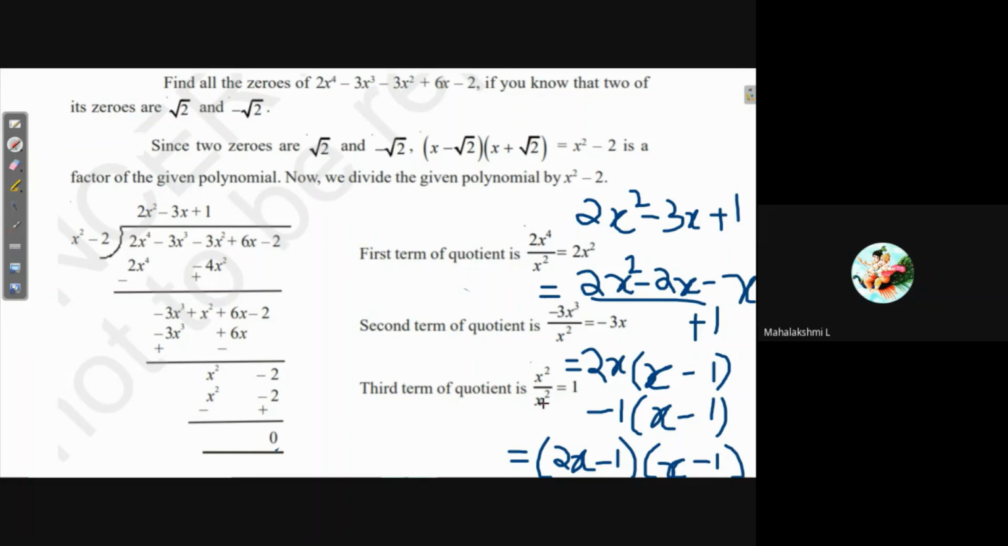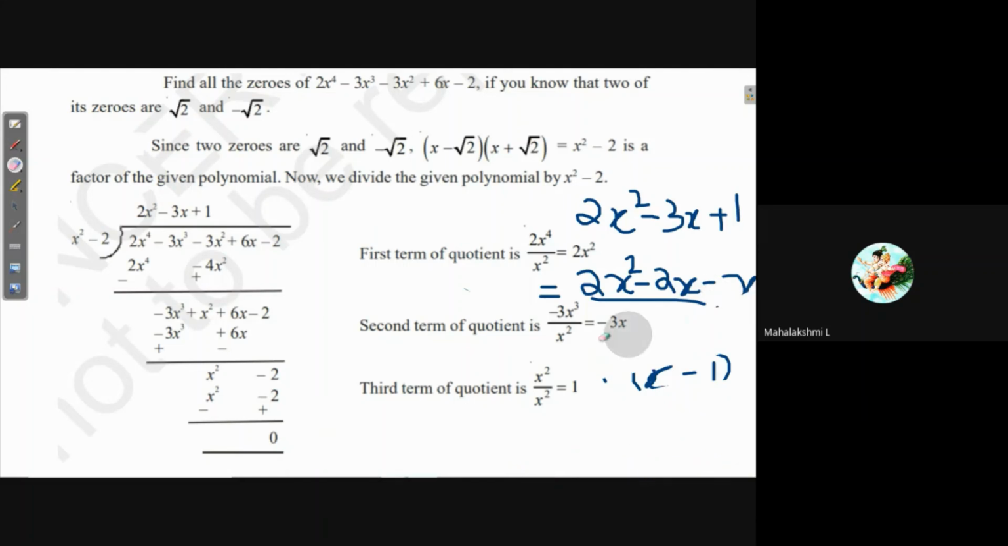So when I solve, I'll get the value of x as plus 1 by 2 and plus 1. So the other two zeros are 1 by 2 and 1. Then all the zeros, if I have to write together, I don't have space, so I'm just going to tell it orally. The zeros of the polynomial are root 2, minus root 2, 1 by 2 and 1. This is all you have to do. You need not write all these steps since you're going to solve MCQs. You can directly solve and just take the right one.